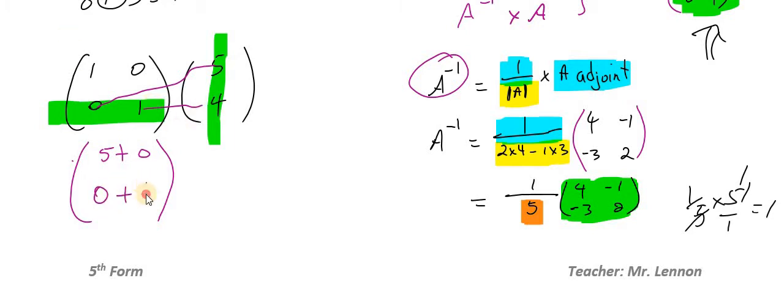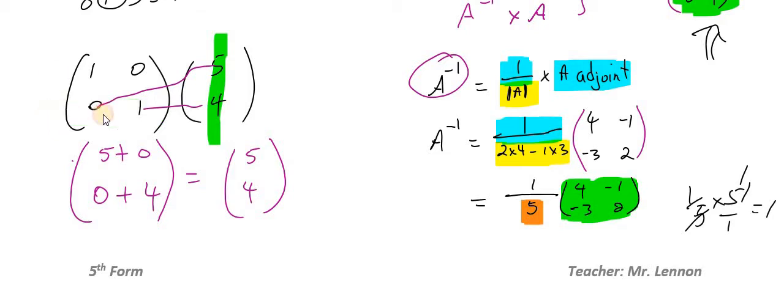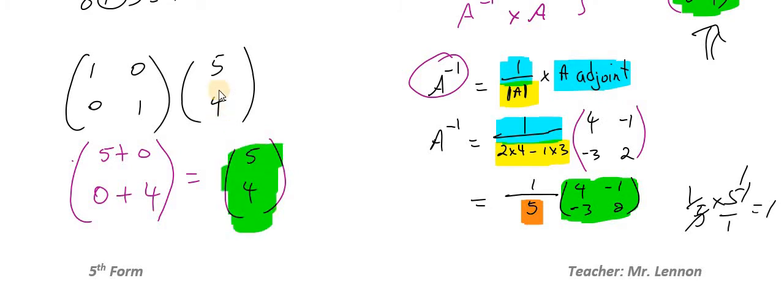Plus 1 times 4 is 4. Now 5 plus 0 is 5, and 0 plus 4 is 4. Do you realize what we end up with? When we multiply the identity matrix by another matrix, we end up with the same matrix. This is the matrix we multiply by the identity matrix here. We got about the same thing. So the identity matrix behaves like 1.